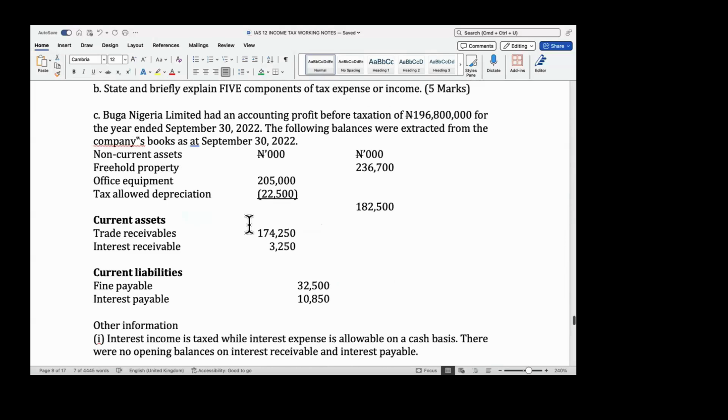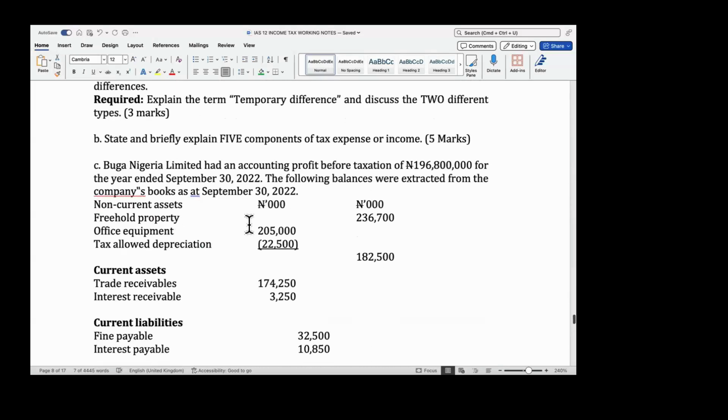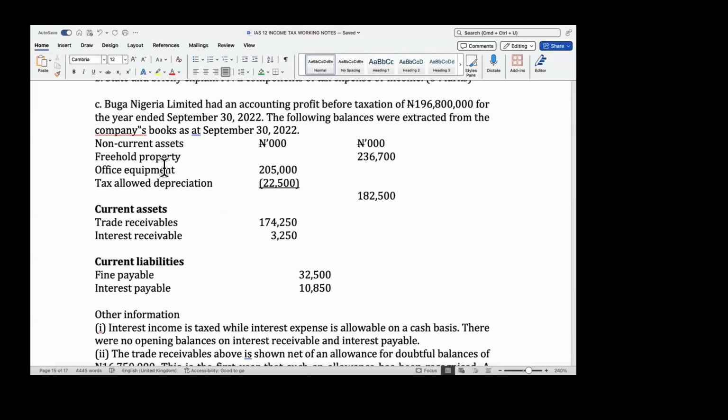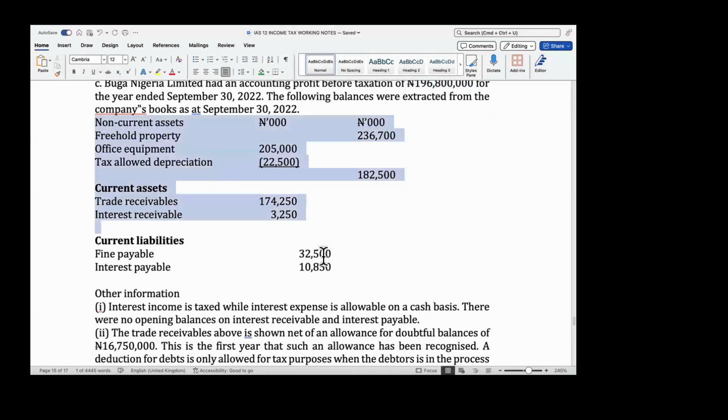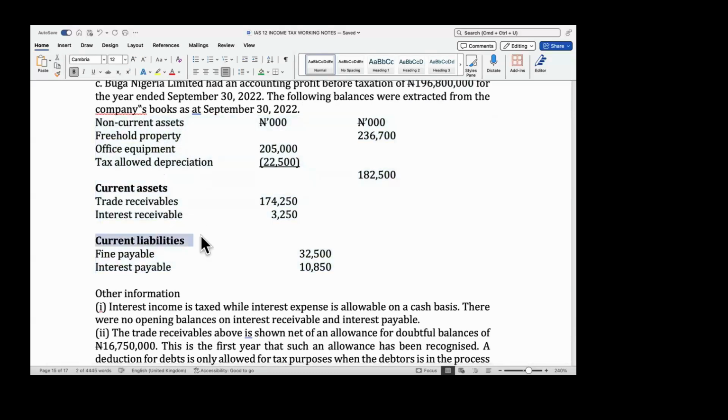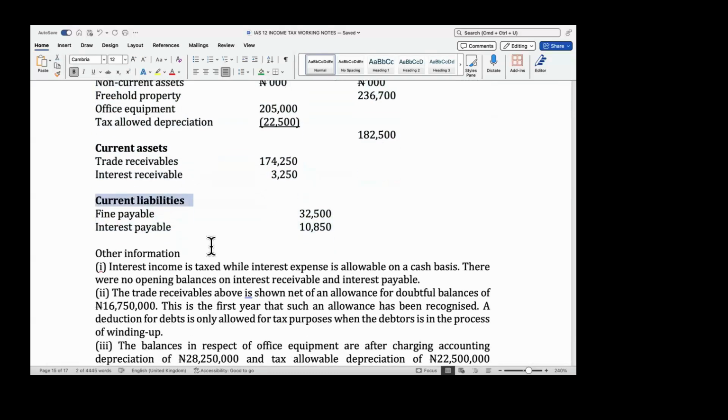Okay, so we're now asked in the second part of the question. This talks about Buga Nigeria Limited, that had an accounting profit of 196.8 million for the year ended September 30th, 2022. The following balances were extracted from the company's books as of September 30th, 2022. So we're given these balances from the non-current assets down to the current liabilities. And they give us some other information.